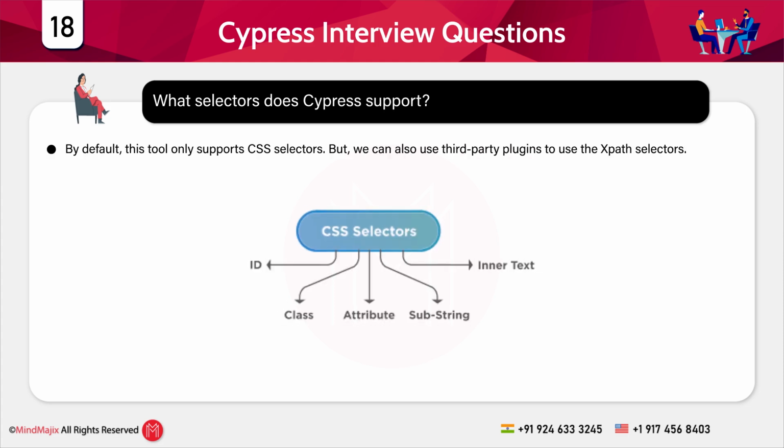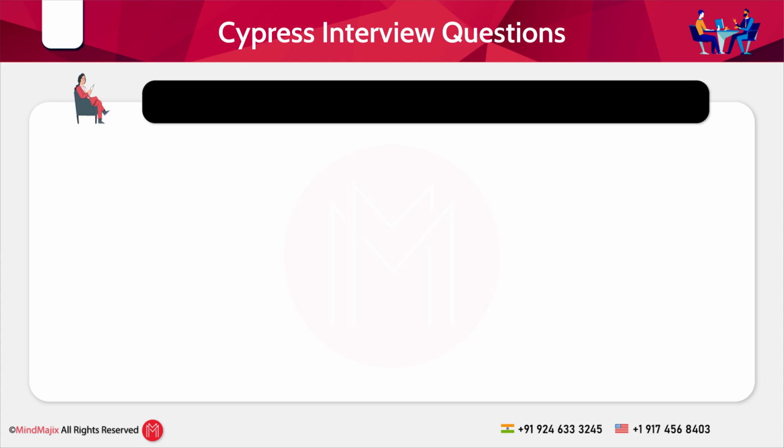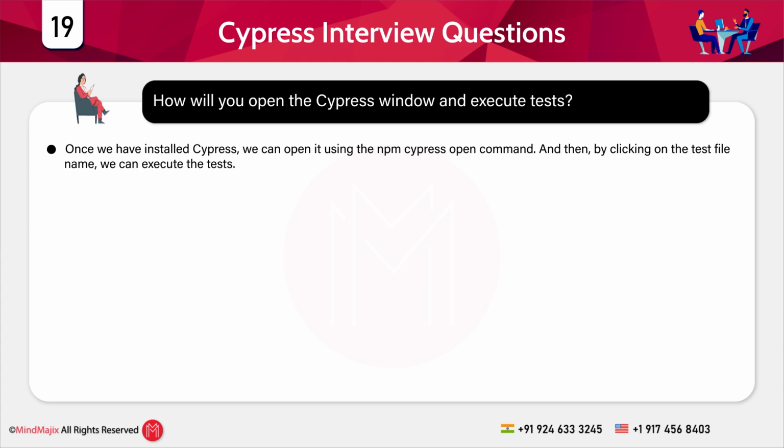The next question is, what selectors does Cypress support? So by default, this tool only supports CSS selectors, but we can also use third-party plugins to use XPath selectors. The next question is, how will you open the Cypress window and execute the tests? So once we have installed Cypress, we can open it using the npx cypress open command. After this, once you click on the test file name, then you can execute the test that you want.